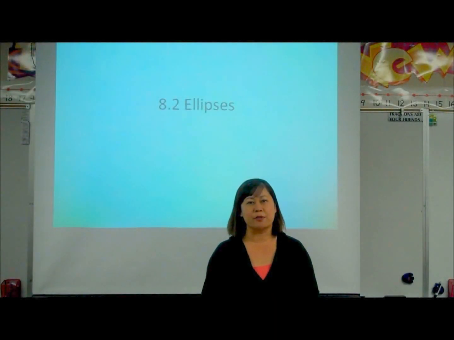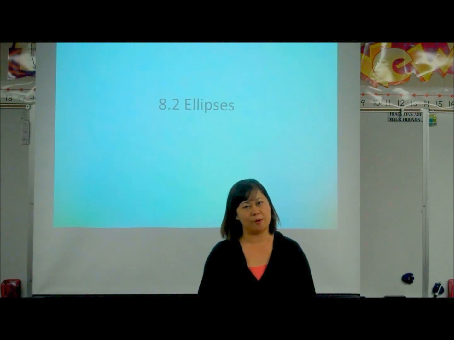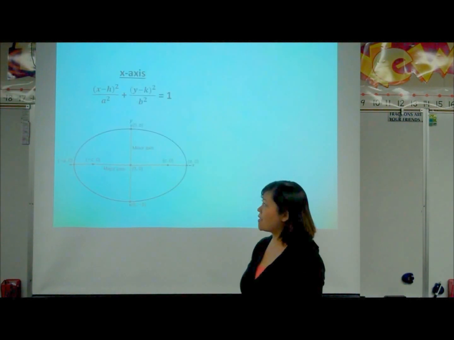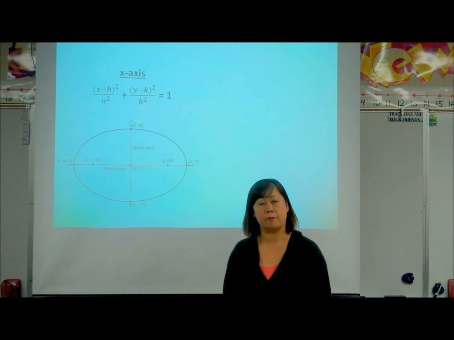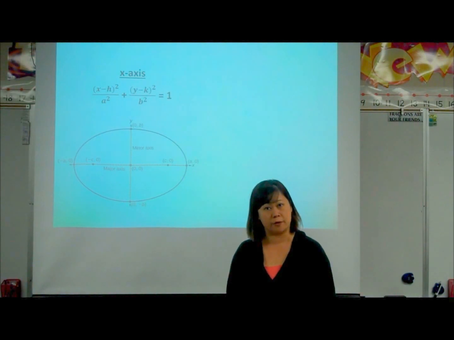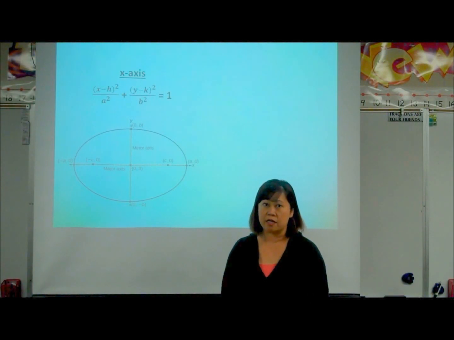This section's on 8.2 ellipses, so let's go ahead and talk about that. Now, the ellipse is not the same as a circle, so by definition, there are things that are going to be different from a circle. Just to cover the circle definition, if you remember from geometry, if you have a radius, the radius is the same all the way around the circle.